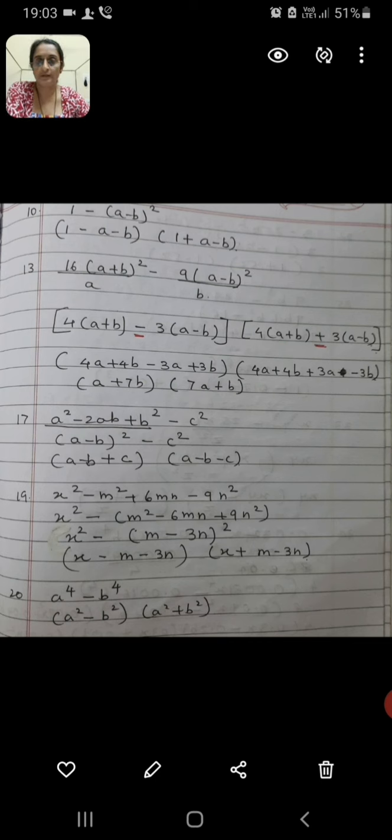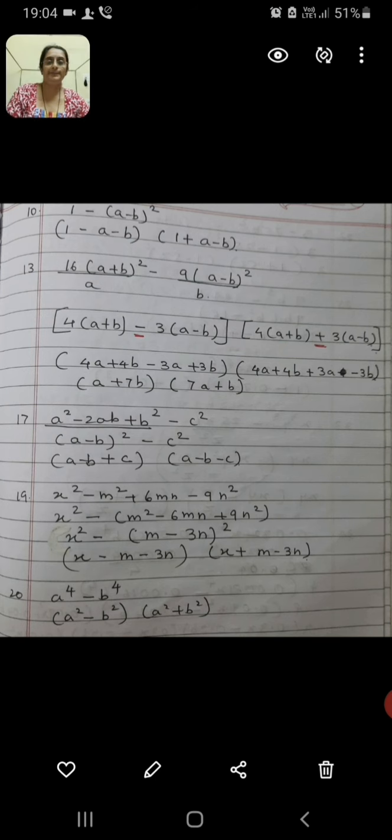So root of both the terms. Root of a raised to 4 is a square. Root of b raised to 4 is b square. So once it is positive, once it is negative. A square minus b square, a square plus b square. So here we end with the third exercise 14C using the difference of two squares.